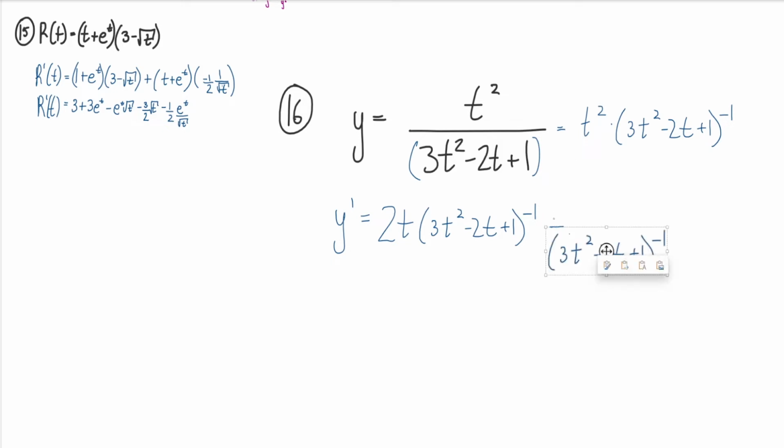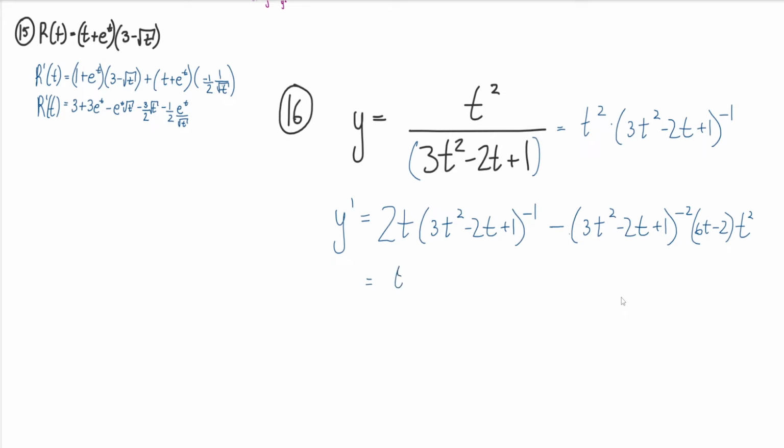Minus this thing to the minus 2, because that's the derivative of the outside, times the derivative of the inside, which is 6t minus 2, and then times the original, because we only did the derivative of the right side, but we had to keep the original, t squared. So let's just simplify.